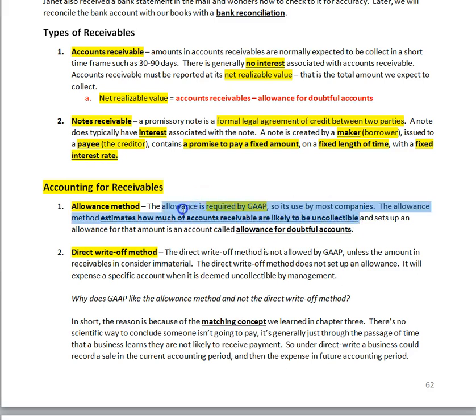This method estimates how much of receivables are likely to be uncollectible. Estimates how much of accounts receivable are likely not to be collectible. And then it sets up an allowance for it. The allowance goes to an account called allowance for doubtful accounts. This account is a contra asset. A normal asset has a debit balance. A contra asset has a credit balance. So this can be thought of like a negative asset. And conceptually, allowance for doubtful accounts represents the monies that we do not expect to collect out of AR.